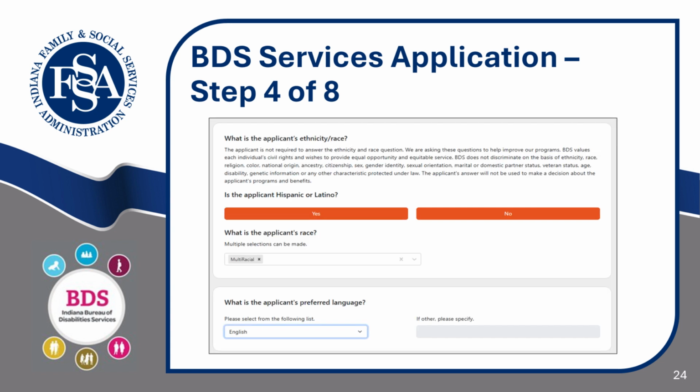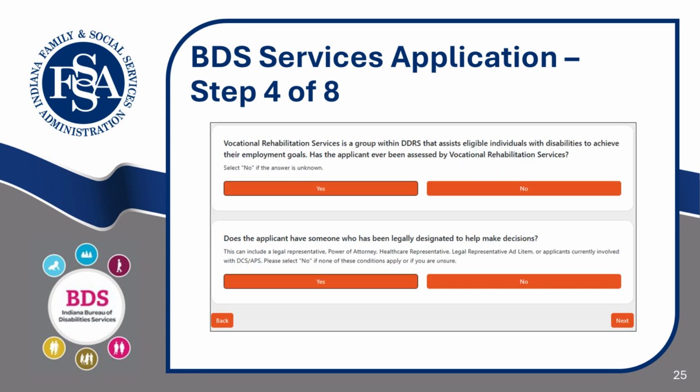Next, you are asked for the applicant's ethnicity, race, and their preferred language. You are then asked if the applicant has ever been assessed by vocational rehabilitation services. The last question of step 4 asks if the applicant has someone who has been legally designated to help make decisions. If the applicant's date of birth indicates they are less than 18 years old, this question will not appear and it will require the step 5 legal representative information.